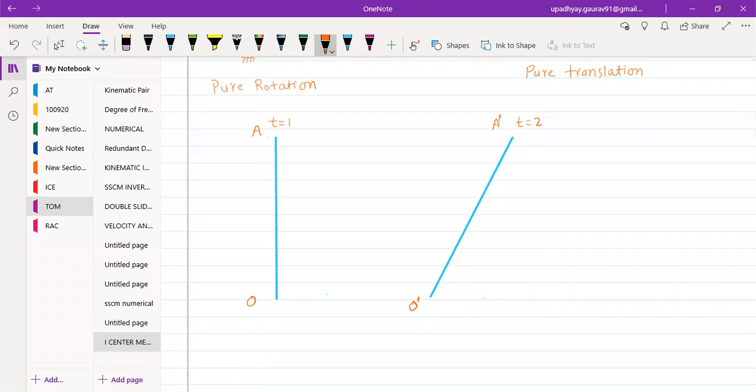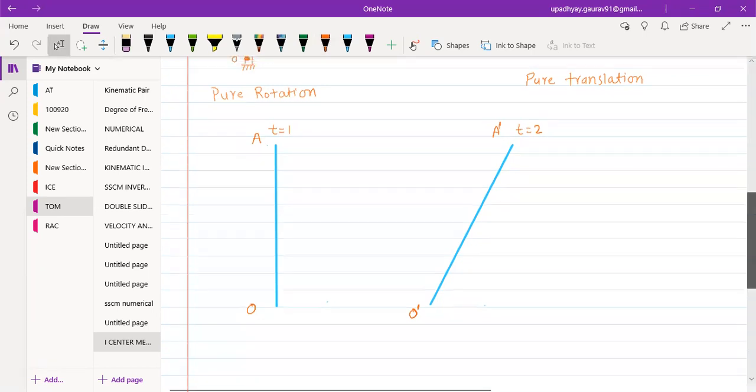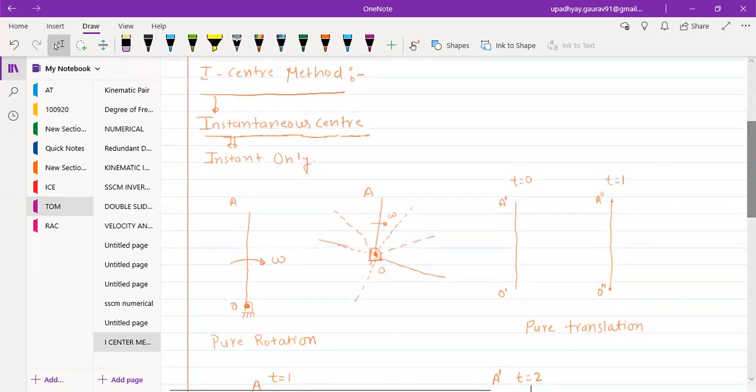Which kind of motion is it having? It is having a combined motion, yes or not? Yes, sir. It is having the combination of rotation plus translation. हाँ या ना? Yes sir. Now wait, I am moving at this segment only.